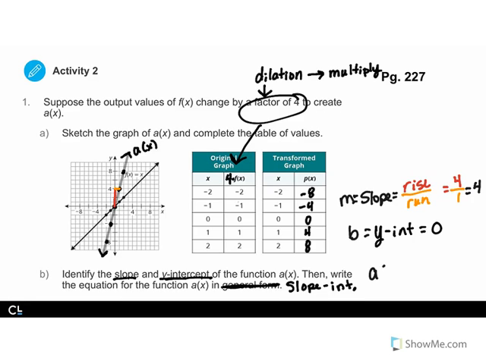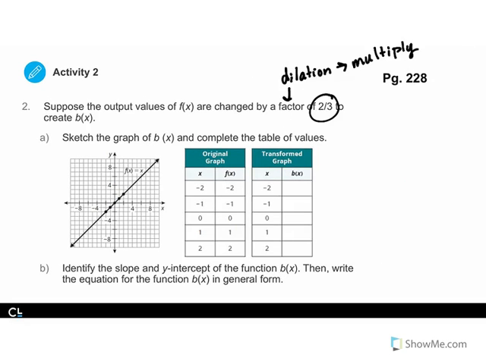So we have a of x, because that's the name of our function. Remember, we talked about how a of x, or f of x, or any letter of x is the same thing as y. It's just function notation. So we have a of x equals 4x plus 0. You don't really have to have that plus 0 there, though.